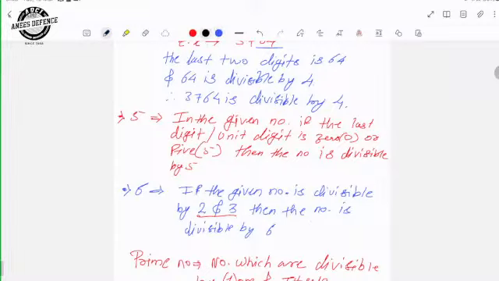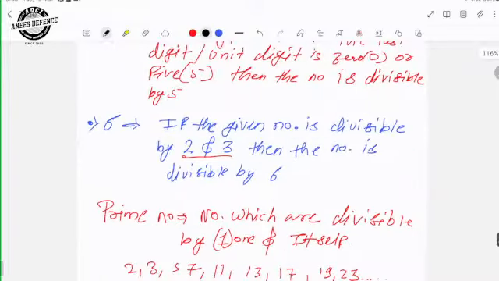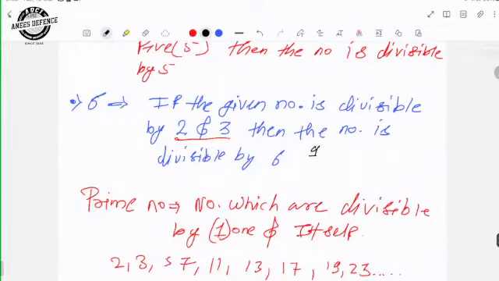You have the number 9. I will give you an example in six. You have the number 9, which is divisible by 3, and you have the number 8, which is divisible by 2. So these two numbers are not divisible by 6.